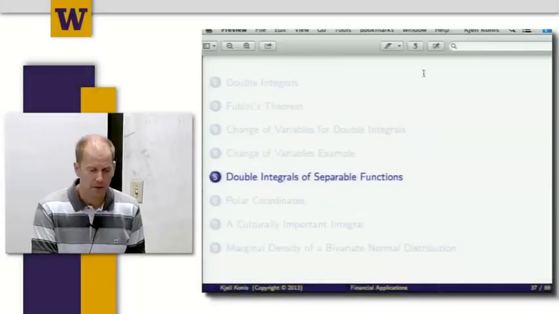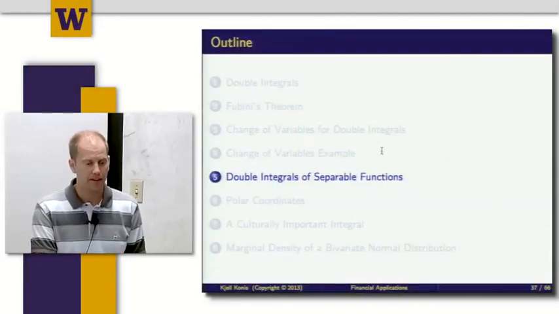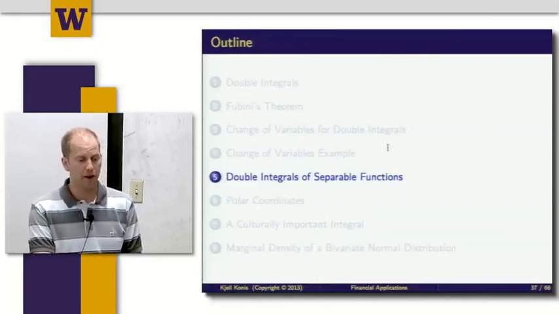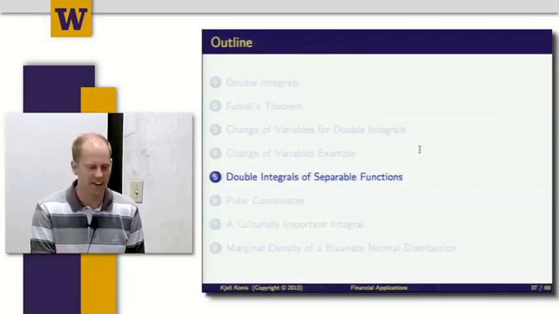Picking up where we left off last time, we're on lesson number 5, double integrals of separable functions. This really was meant to follow up part 4, where we had a function. I did a change of variables, and it wasn't that much easier to integrate after I did the change of variables. But there was a trick that we missed, and so that's what this section will cover.